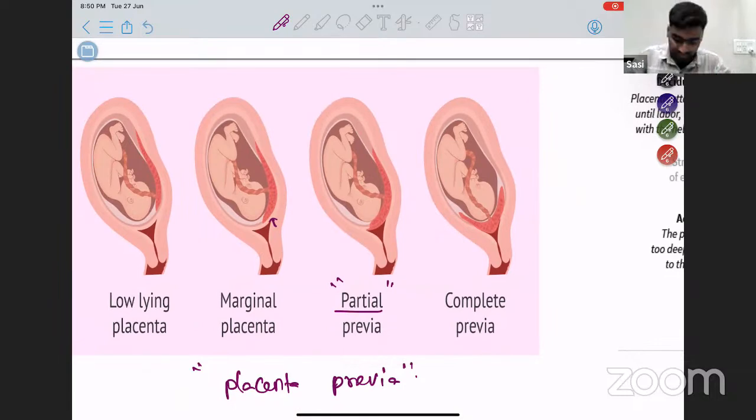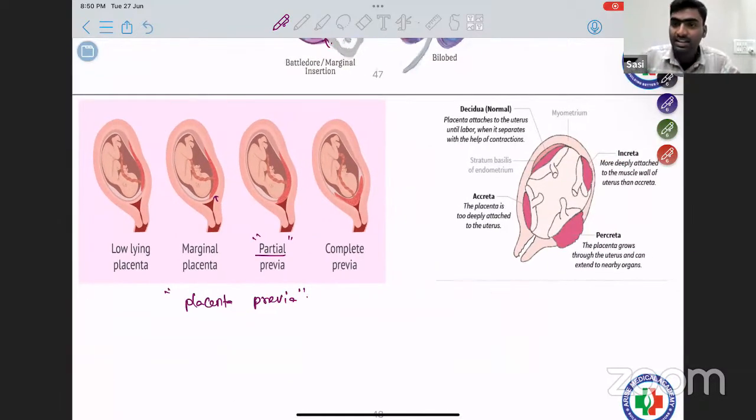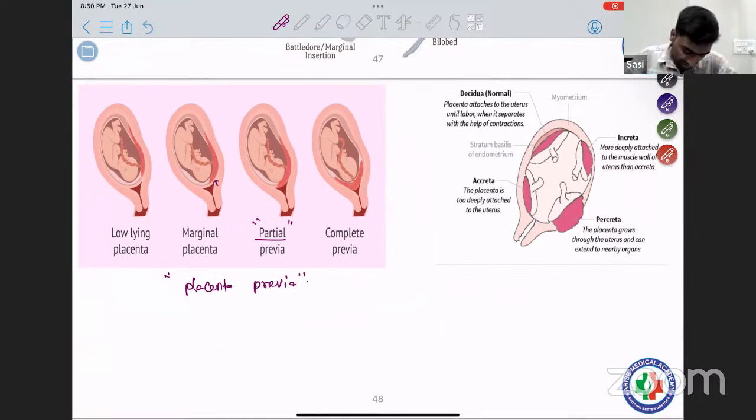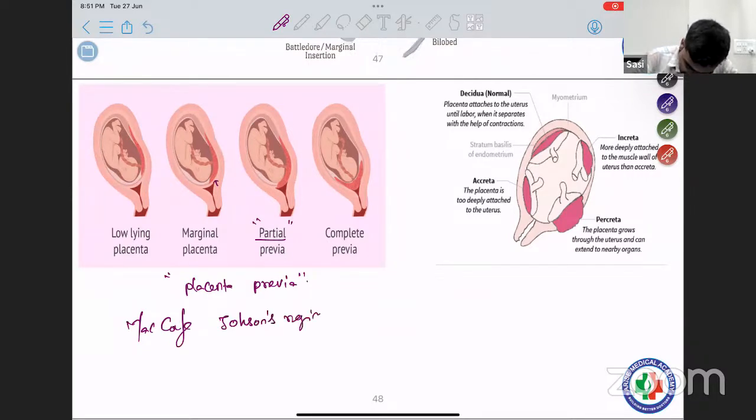Fine. What is the name of the regime you will use in a case of placenta previa? Answers in the chat box. Name of the regime you will use in a case of placenta previa? Yeah, correct. You will use the regime known as Macafee and Johnson's regime. Fine.